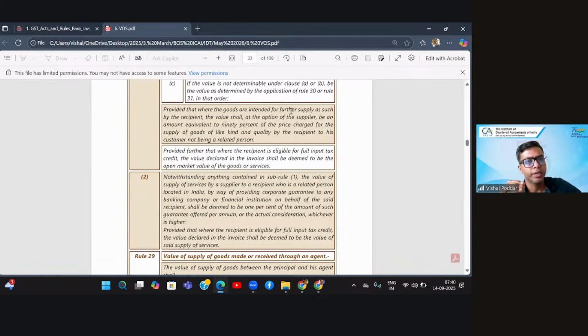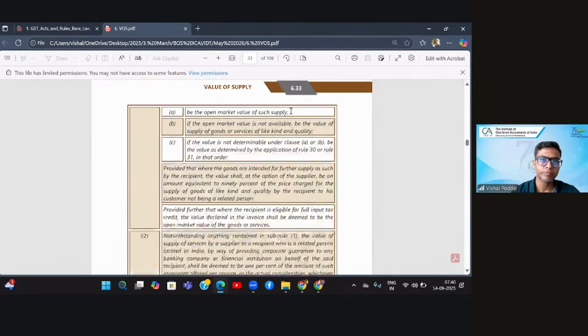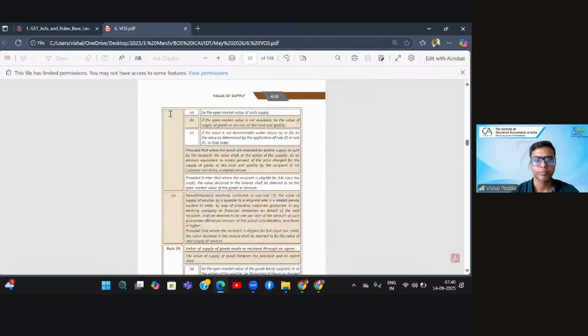First, let us understand when which rule will apply. So, first scenario where there is no price means it is a schedule 1 transaction, that there is no price. Which of these rules will apply? Which of these rules will you apply?